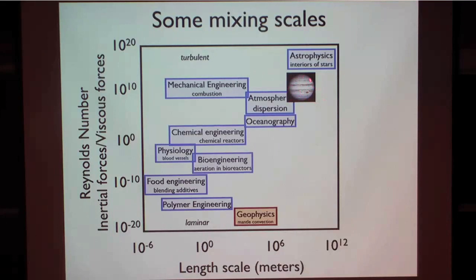So Jupiter's mixing scale would be somewhere up in here. Astrophysics and oceanography and atmospheric dispersion are up here in the turbulent regime as well. And so that means that we can't really use analogies from oceanography and atmospheric science to understand mixing in the mantle. So bear that in mind.